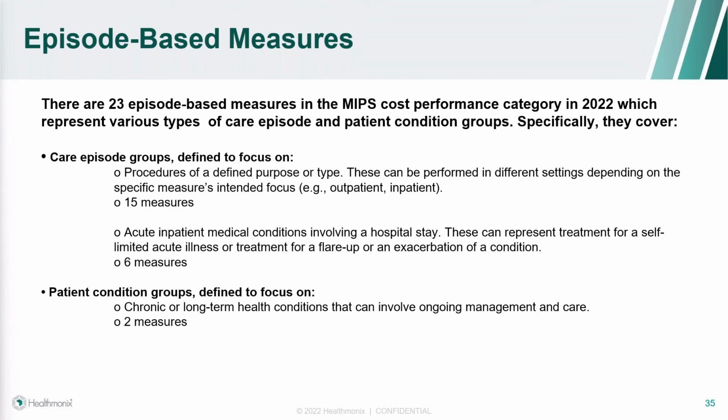Acute inpatient medical conditions, as the name indicates, those are always inpatient. So those tend to be based on a condition and an inpatient stay. And then CMS has introduced something new this year called patient condition groups, which is where they're assessing the cost of care for individual chronic conditions.